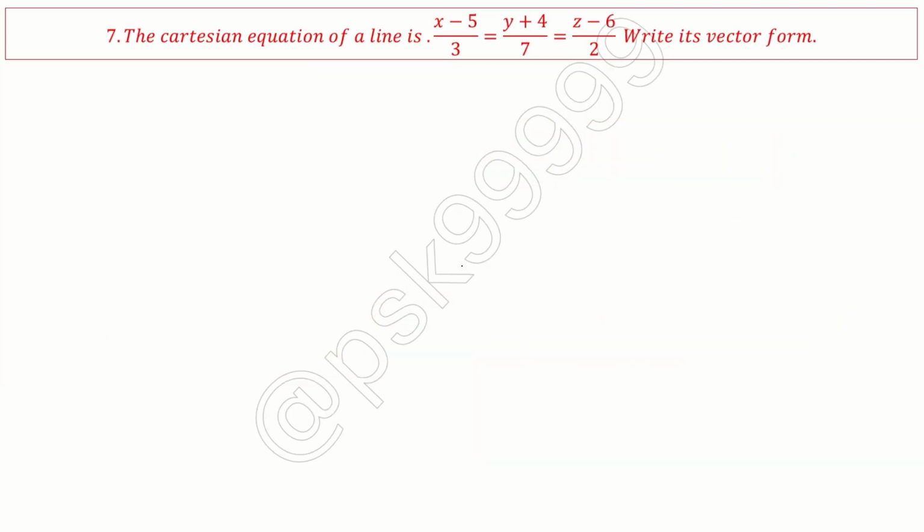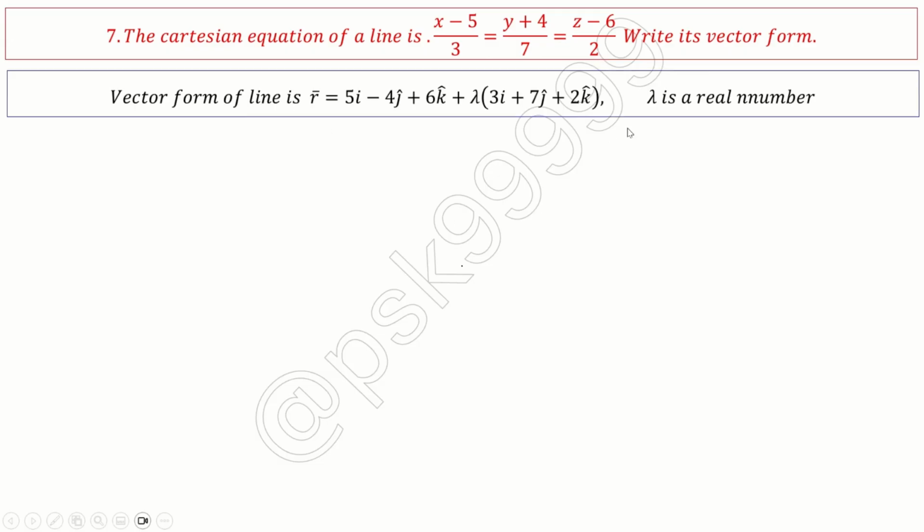The Cartesian equation of a line is (x minus 5) by 3 equal to (y plus 4) by 7 equal to (z minus 6) by 2. Write its vector form. This is very simple, straightforward. These are my position values. So it will become 5i minus 4j plus 6k plus lambda times (3i plus 7j plus 2k). That's it, where lambda is the real number.